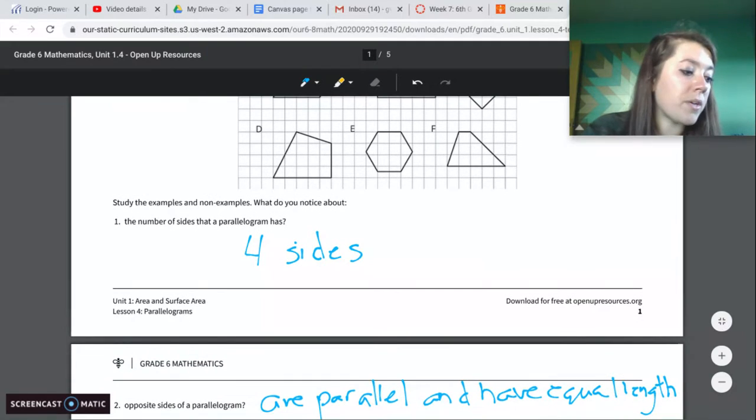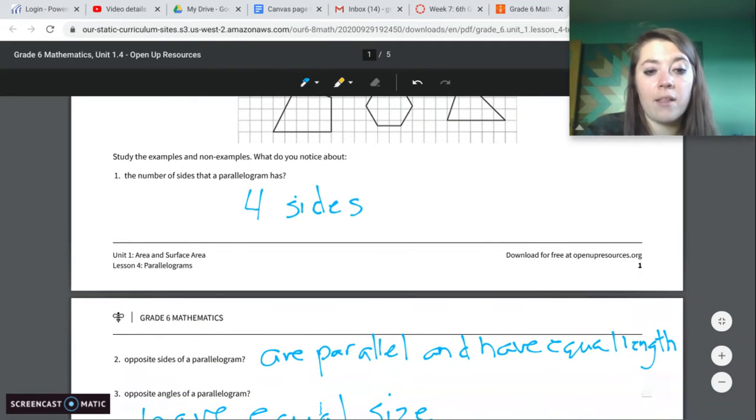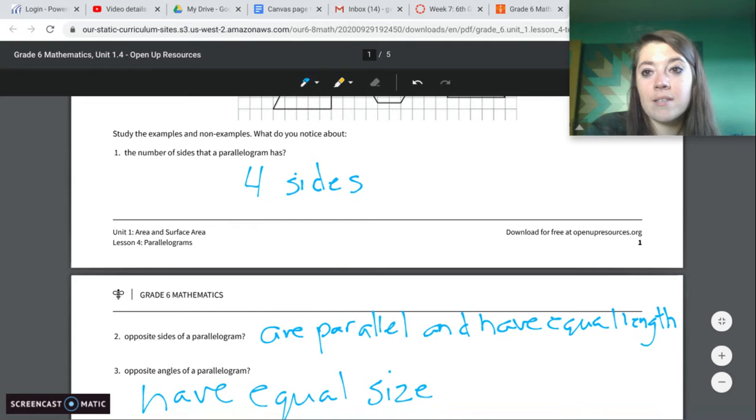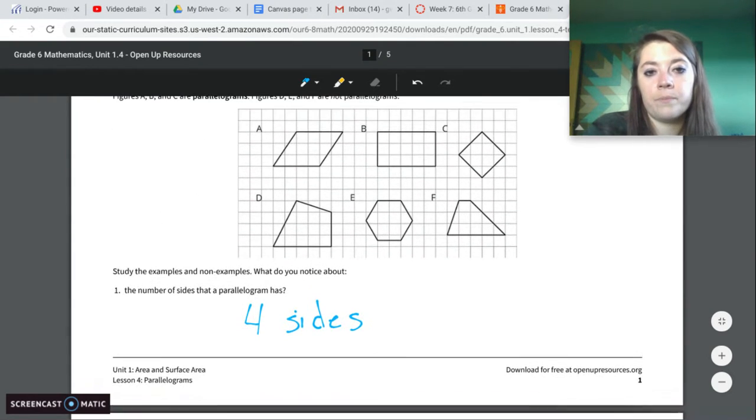All right, and the next one says opposite angles of a parallelogram have equal size. So this angle here and this angle here are the same size, and this angle here and this angle here are the same size. Now in a rectangle, we know all the angles are the same, so the opposite angles are definitely the same. And this is a square, so the opposite angles, once again, they're all 90, so we know opposites would be the same.